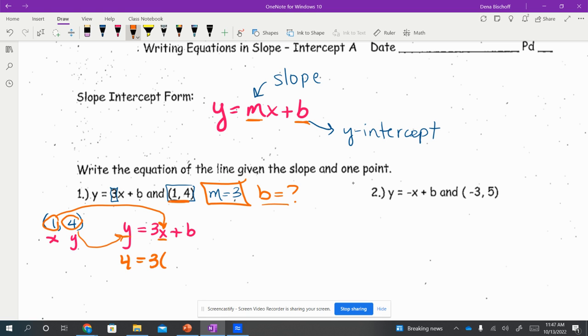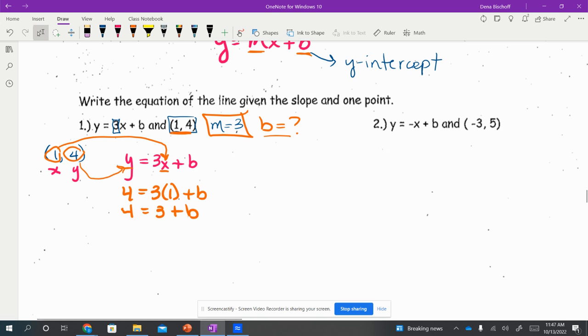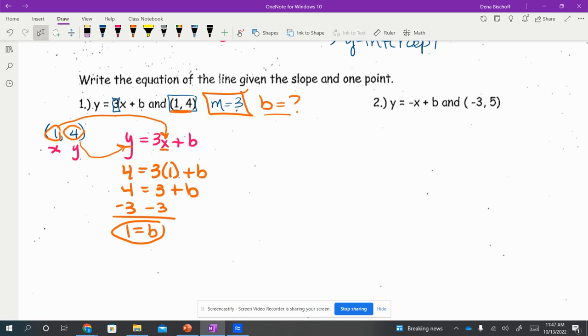4 equals 3 times 1 plus b. So what's 3 times 1? 3. So 4 equals 3 plus b. I'm trying to get b all by itself. So what do? Subtract 3. So 1 equals b. Now I know what m is and I know what b is. Can I write an equation? What is it? Say it loud. Y equals. Good job. Y equals 3x plus 1.